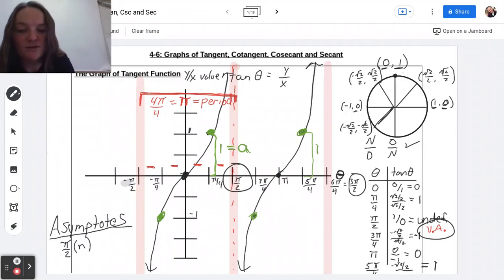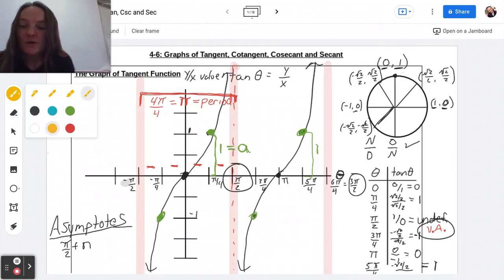N could be 2, and if n is 2, then we're going to get pi, except I need to change this just a little bit. It's pi over 2 plus pi n. There we go. That makes a little bit more sense, because if we multiplied, we'd get pi, which is not an asymptote. Okay, so this is basically everything we need to know for the tangent function.